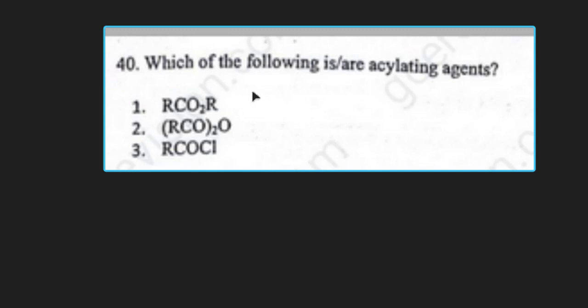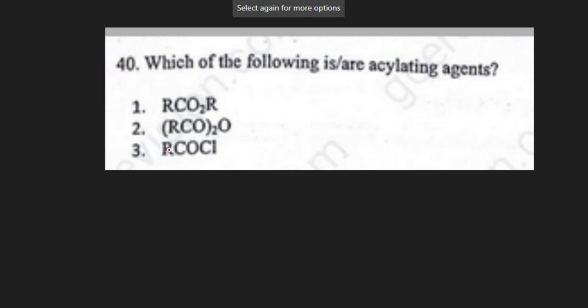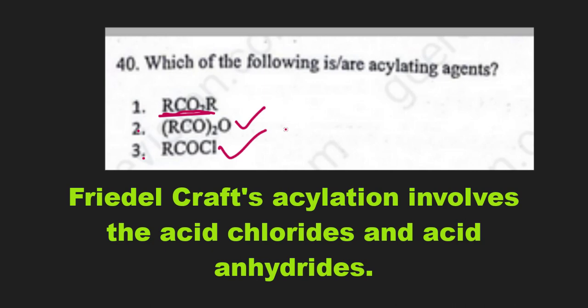Question 40. Which of the following is an acylating agent? According to Friedel-Crafts reactions, acylating agents are used on the benzene ring, where they form corresponding electrophiles and form different compounds. For acylating reagents, we have acid anhydrides and acid chlorides. Esters do not act as acylating reagents. Therefore, 2 and 3 are acylating reagents during the Friedel-Crafts reaction. So our correct option is C.